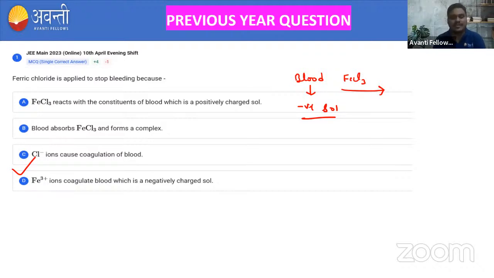precipitated, right? So Fe+3 ion coagulates blood, which is a negatively charged salt. So this is a negatively charged salt blood, and we are adding Fe+3, which has a +3 charge. So what they did, they coagulate, right? The Fe+3 ion coagulates blood, which is a negatively charged salt. So option D is absolutely correct for this.